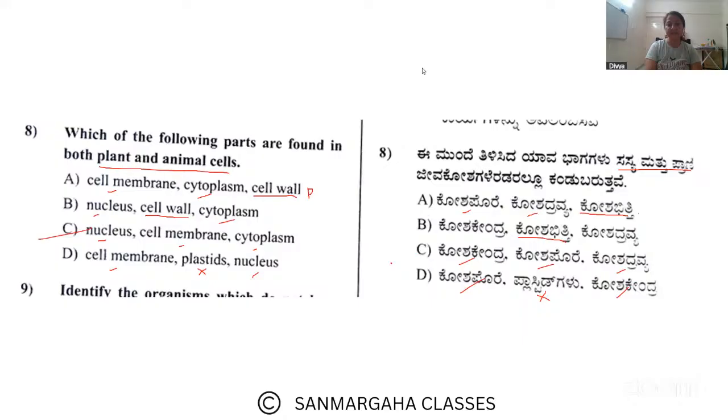So these are the organelles, or these are the following parts. Which are those parts? Nucleus, cell membrane, and cytoplasm. That is kosha kendra, kosha pore, and kosha dravya. These parts are found both in animal cell and plant cell. Okay, yeah. Moving on further.